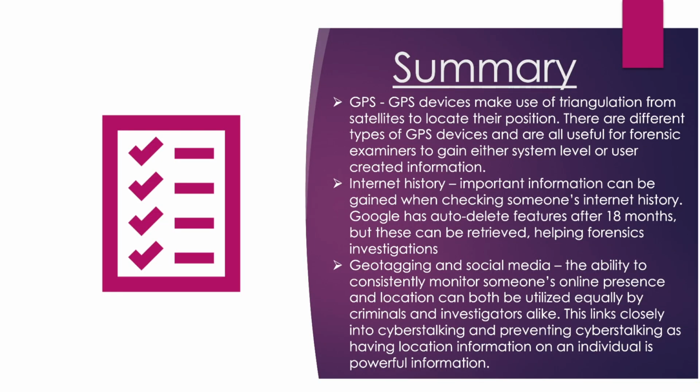To summarise all of the subcategories of tracking, GPS devices make use of triangulation from satellites to locate their position. There are different types of GPS devices, and they are all useful for forensic examiners to gain either system-level or user-created information. For internet history, important information can be gained when checking someone's internet history. Google has auto-delete features after 18 months, but these can be retrieved, helping forensic investigators.